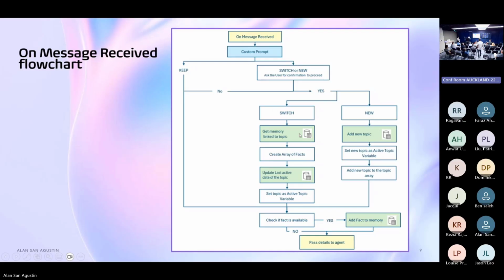If it's a switch, you get the memory based on that topic, and you create an array of facts. Then you update the last active date column, because you're using this one now. So this is our current conversation. Then you set it as a variable. And if it's a new one, you add a new topic to the topics list. Then you set the active topic variable, grab it, and add it to the array of topic variables.